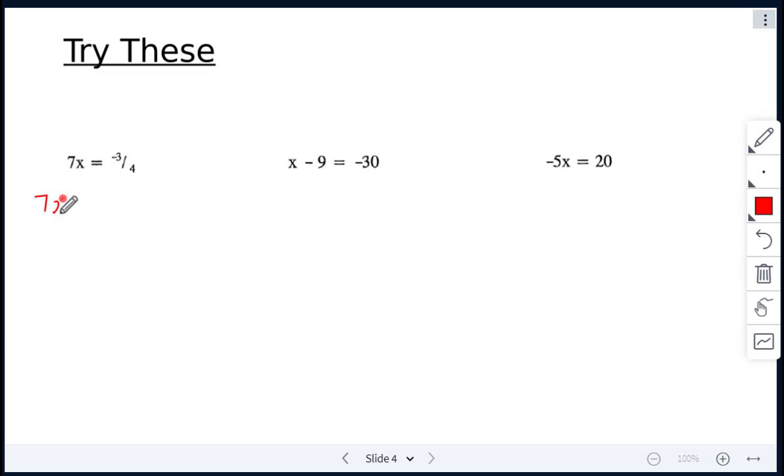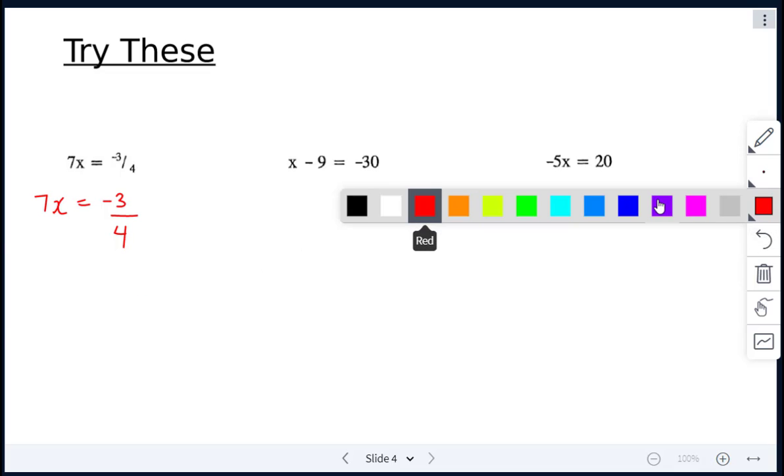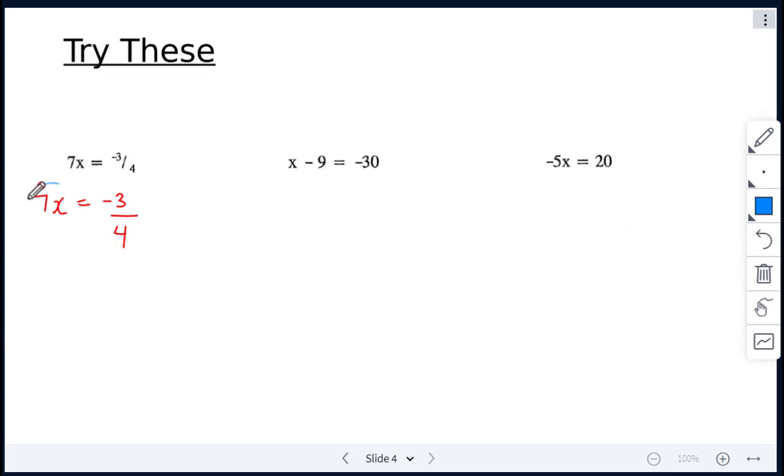So 7x is equal to negative 3 over 4. So we're going to cross multiply. It's going to take 7x times the 4, which gives me a 28x. And it's equal to, so we have negative 3, you'd multiply by 1. So negative 3 times 1, which is just negative 3.